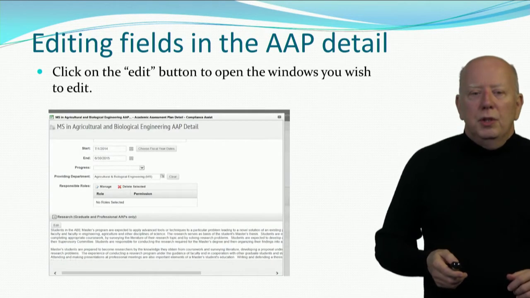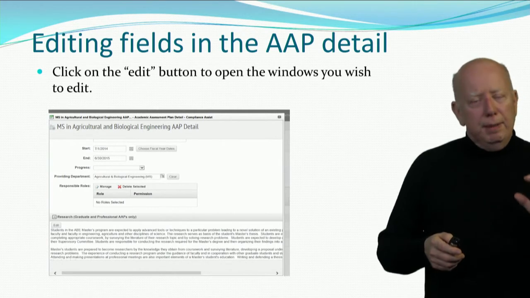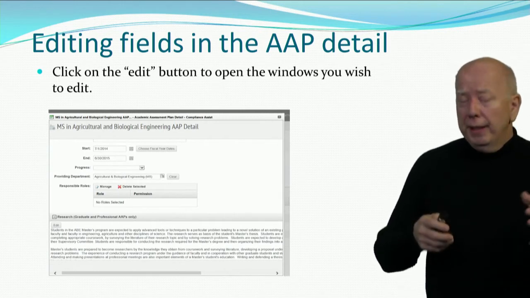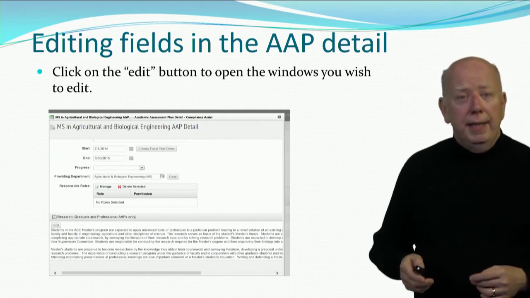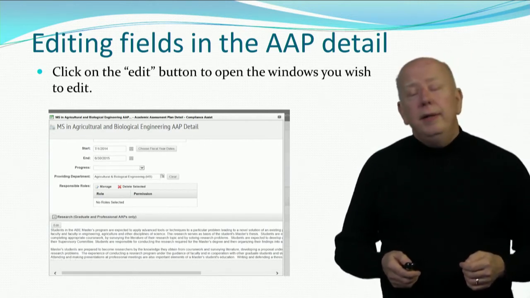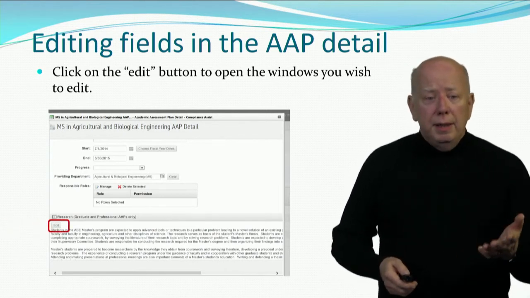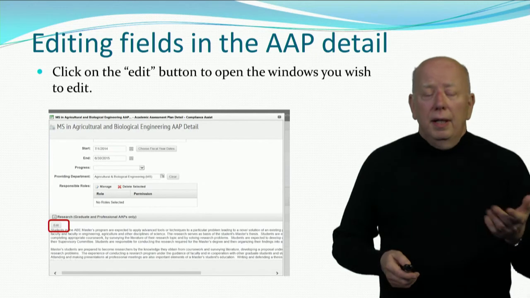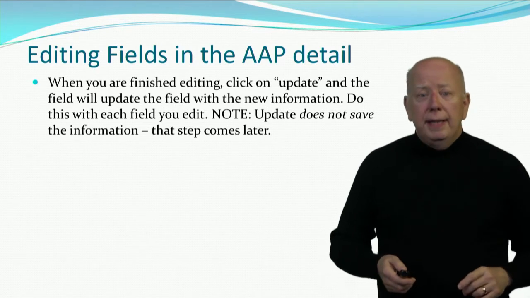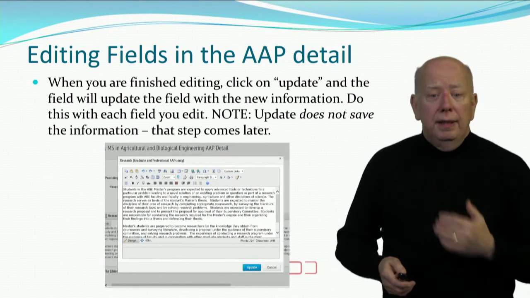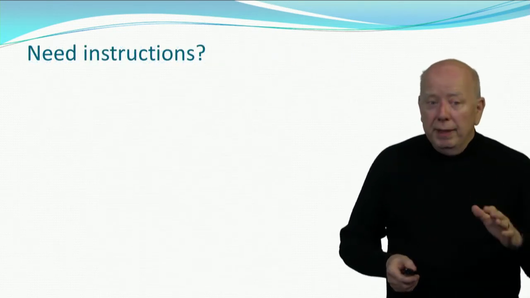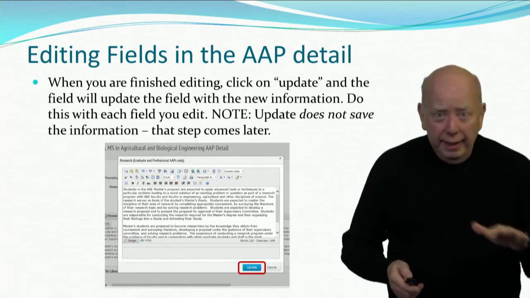Continuing, once you get past the progress field and the responsible role field, you're going to begin to edit the different windows in the AAP detail page that pertain to your particular level or type of academic assessment plan. Here, I'm still in the Master of Science in Agricultural and Biological Engineering AAP detail page. You click on the Edit button. Right now I've opened up the research portion, which opens up the window, and then you're able to type in and edit. When you've finished editing, you simply click Update, and that updates the field. Remember, though, update does not save this.